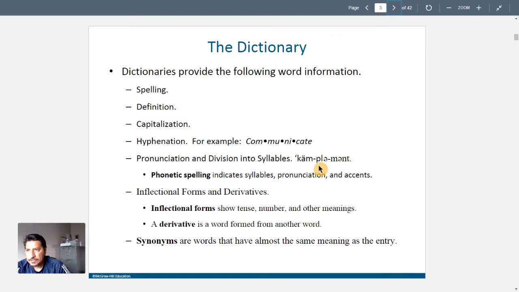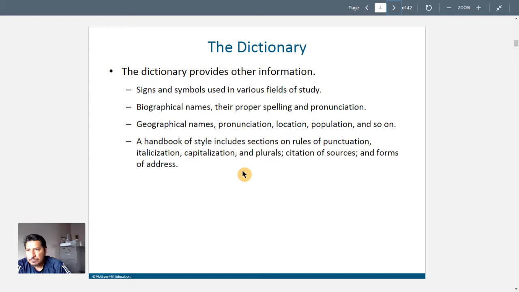The dictionary. Dictionaries provide the following word information. When we talk about writing, you should have an ample amount of words to choose from when you want to express yourself, when you want to write to your clients. Spelling, definition, capitalization, pronunciation, and synonyms as well. Synonyms are words that have almost the same meaning as the entry. A dictionary provides other information as well, such as signs and symbols used in various fields of study.